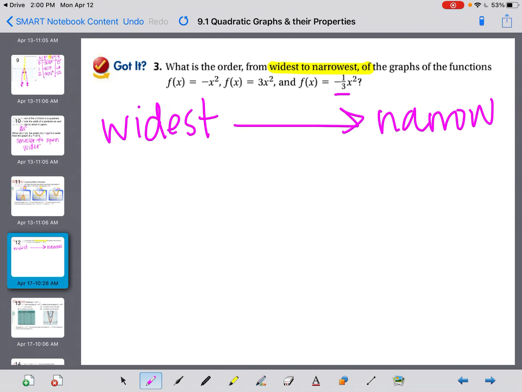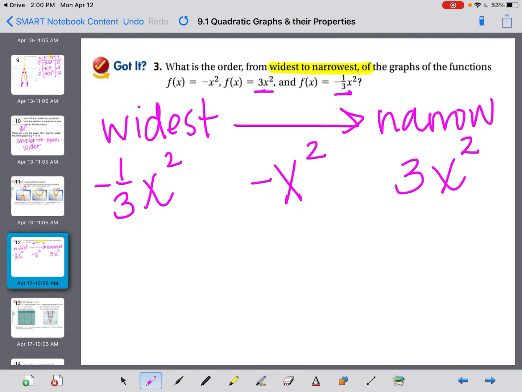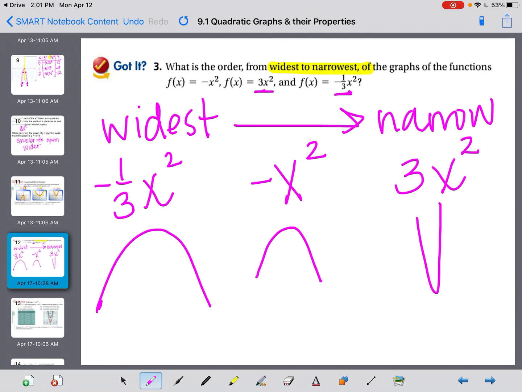All right, because negative 1/3 is the smallest number up here, that is the one that's going to be the widest. And because positive 3 is the largest number, that's going to be the narrowest, leaving us with the negative x to the second power in the middle. Now, if you can remember, this is not one of the questions, but which ones of these are going to open upward and which are going to open downward? These negative ones are both going to be downward, and this one is going to be upward.